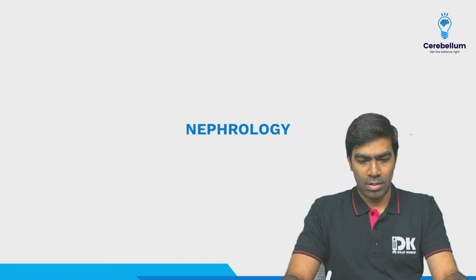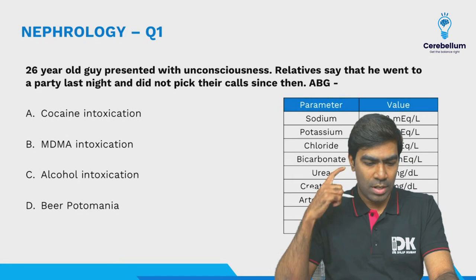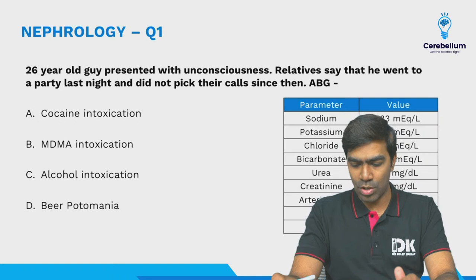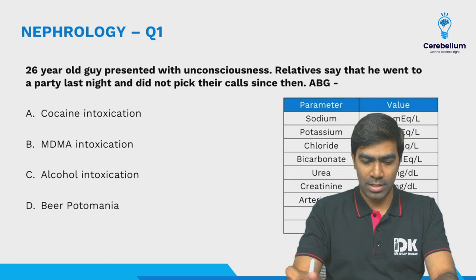Okay, here's your first question. We're not only going to discuss nephrology alone. We'll be discussing acid-base disorders, because when it comes to nephrology, you have to discuss acid-base disorders as well as electrolyte imbalances. So here's question number one. A 26-year-old guy presented with unconsciousness. Relatives say that he went to a party last night and did not pick up their calls since then.